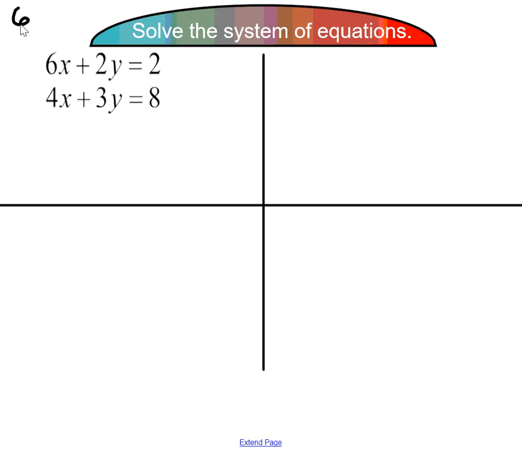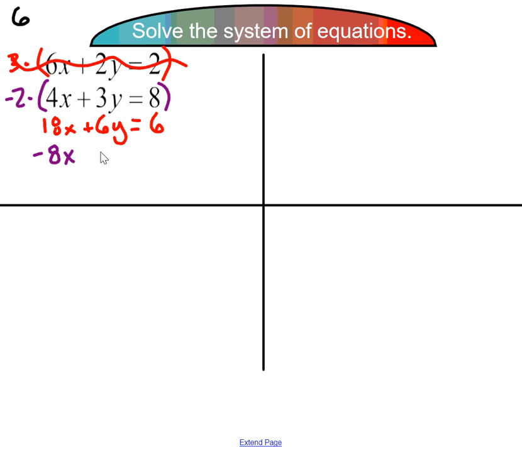So my top equation, if I want the y to be a 6, I need to multiply this thing by a 3, because 3 times 2 is going to give me that 6. So I get 18x plus 6y equals 6. Cross that off. Next equation, I need it to be a negative 6, so 3 times negative 2 is going to give me that negative 6. So I get negative 8x minus 6y equals negative 16.